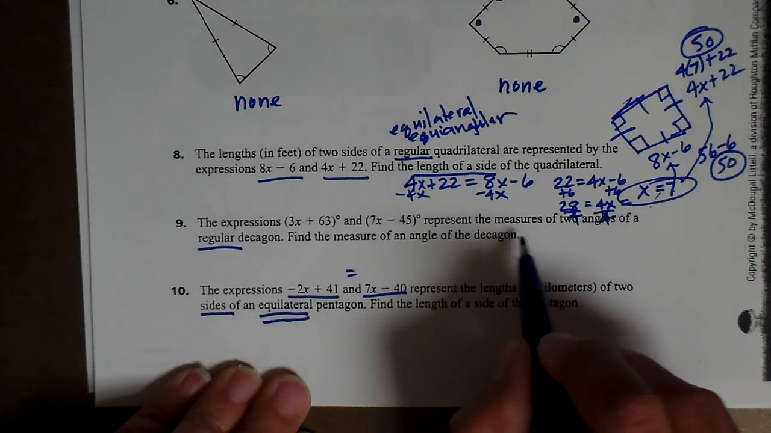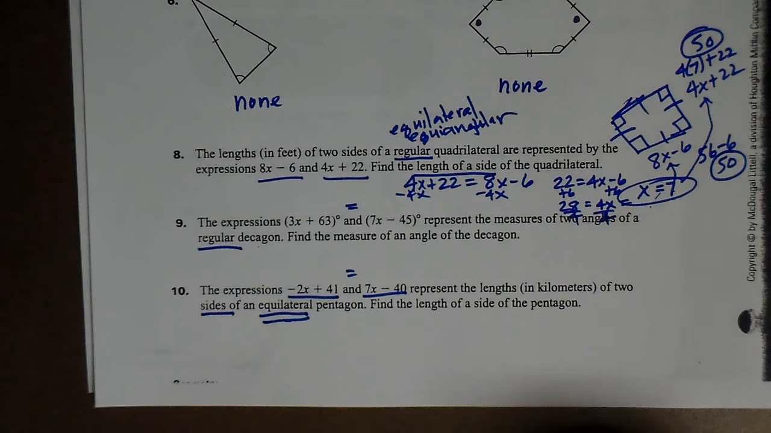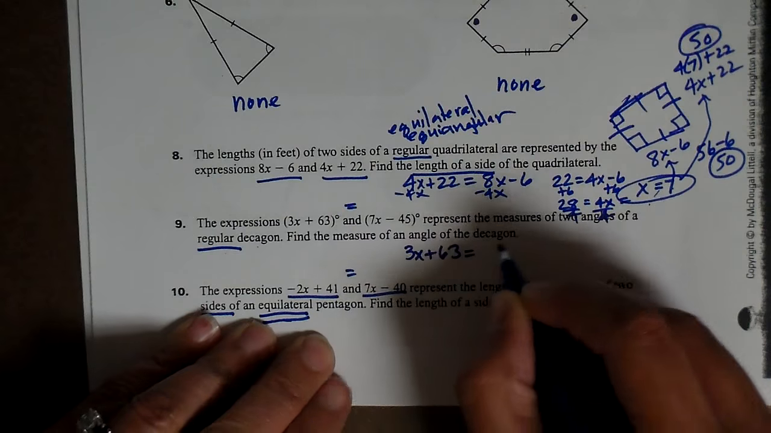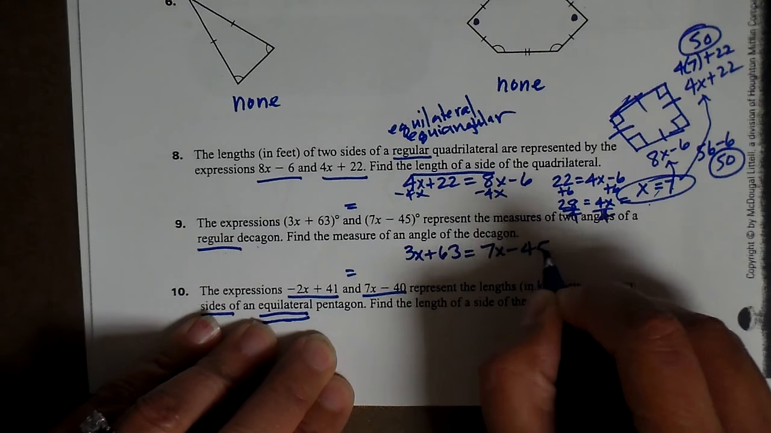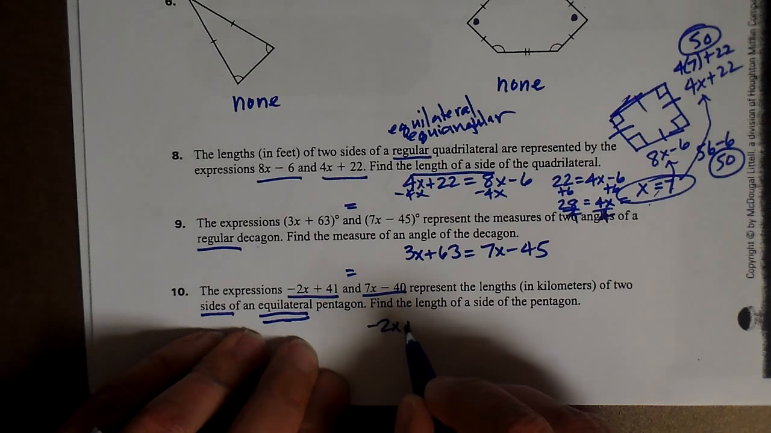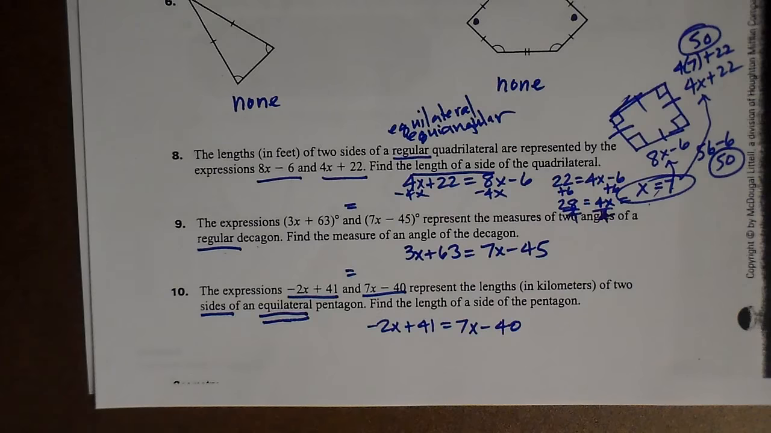These two represent angles in a regular decagon. What does that mean? They're equal to each other. So you set them equal to each other and solve. So for number 9, 3x plus 63 would equal 7x minus 45, and you'll solve that. And on number 10, negative 2x plus 41 equals 7x minus 40, and you'd solve that.